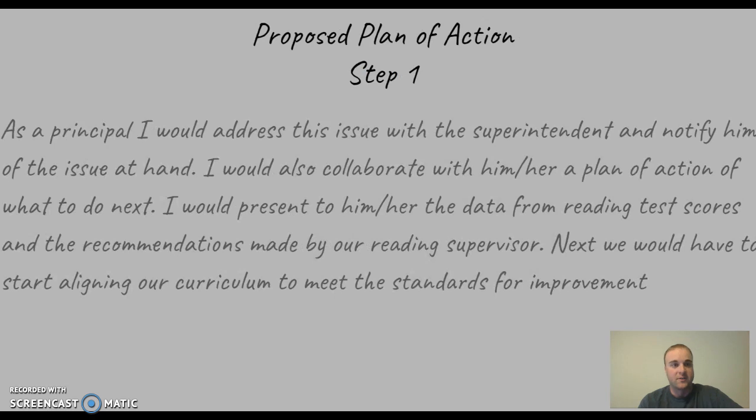Proposed plan of action. Step number 1. As a principal, I would address this issue with the superintendent and notify him or her of the issues at hand. I would also collaborate with him or her on a plan of action of what we should do next. I would present to him or her the data from reading test scores and the recommendations made by our reading supervisor. Next, we would have to start aligning our curriculum to meet the standards for improving our student test scores.